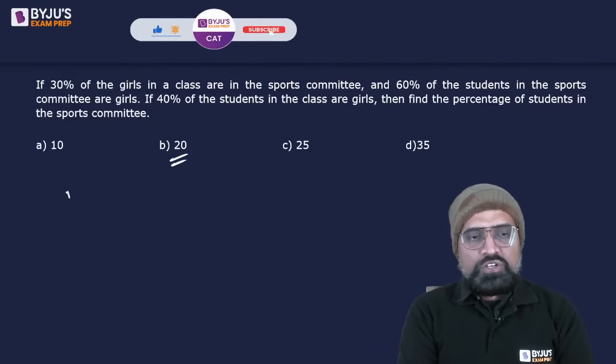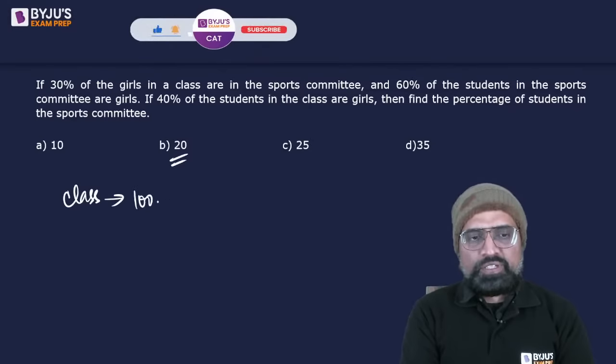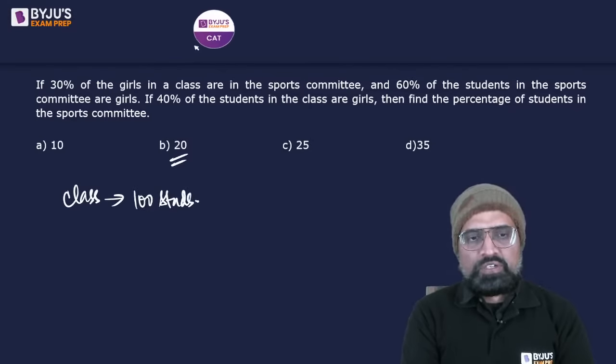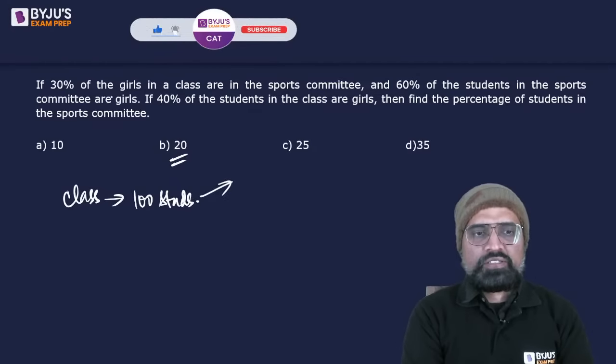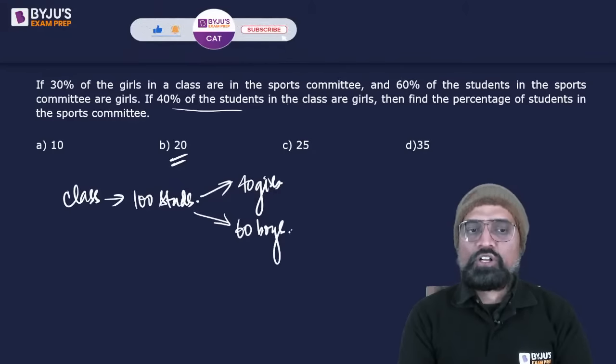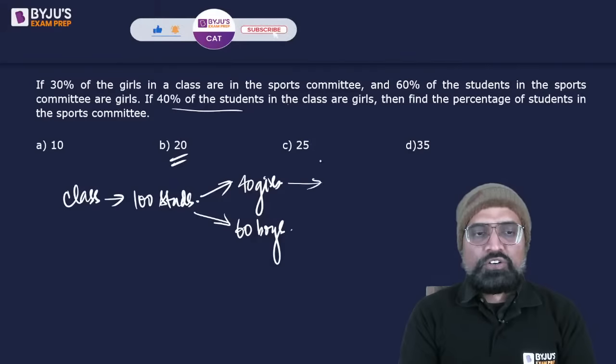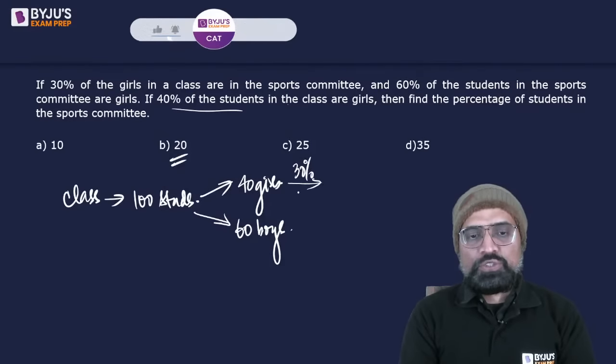Okay. So I'll say in a class, let's say there are 100 students. Out of those 100 students, 40% are girls. So we have 40 girls. And then we have obviously 60 non-girls. Let's call them boys. Now it is given that 30% of these girls, that is 12, they are in the sports committee.